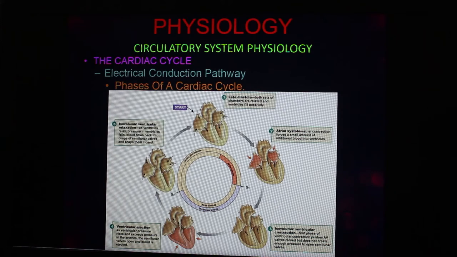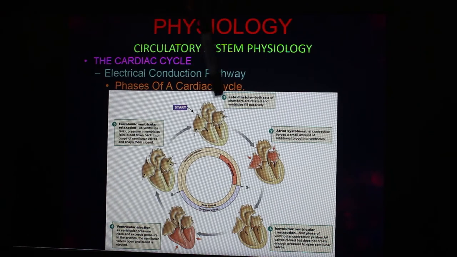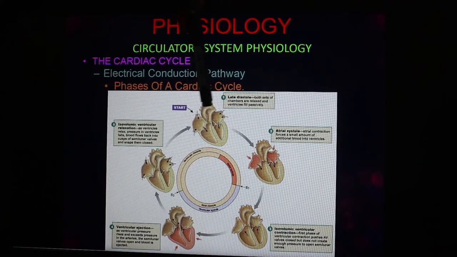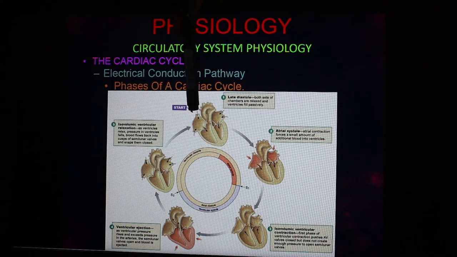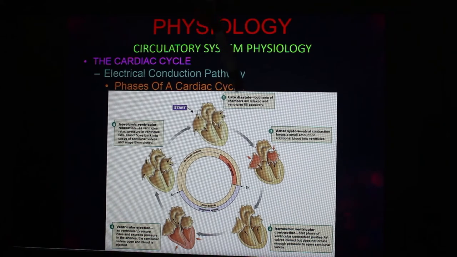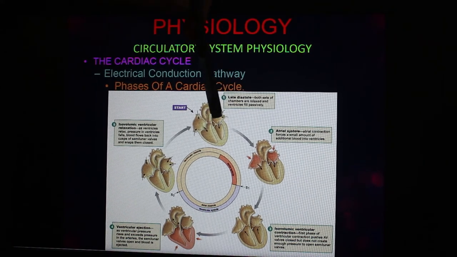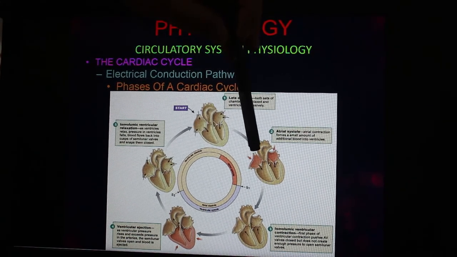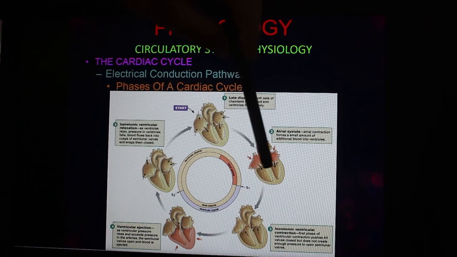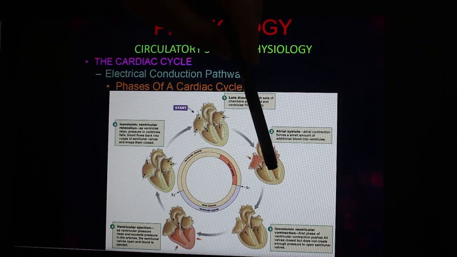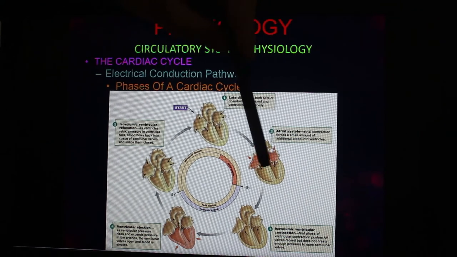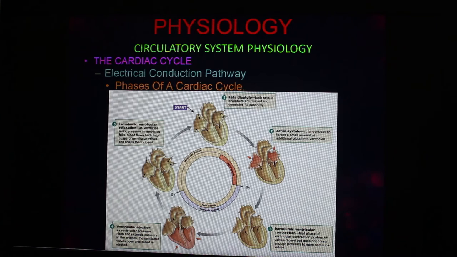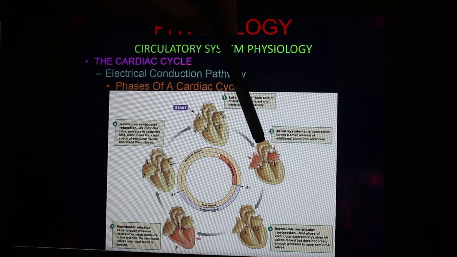So if we look at the phases of a cardiac cycle, we start with late diastole, for example. Both sets of chambers, both the atria and the ventricles, are relaxed and the ventricles fill passively. And then the sinoatrial node produces an impulse, and the atria contract to fill the ventricles more to their near limits, so that they are filled with blood fully to contract and push the blood into the pulmonary artery and the aorta.